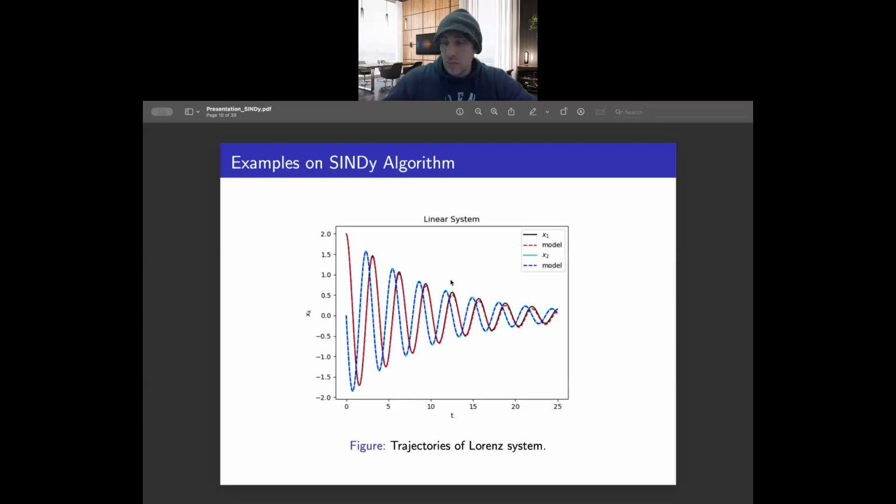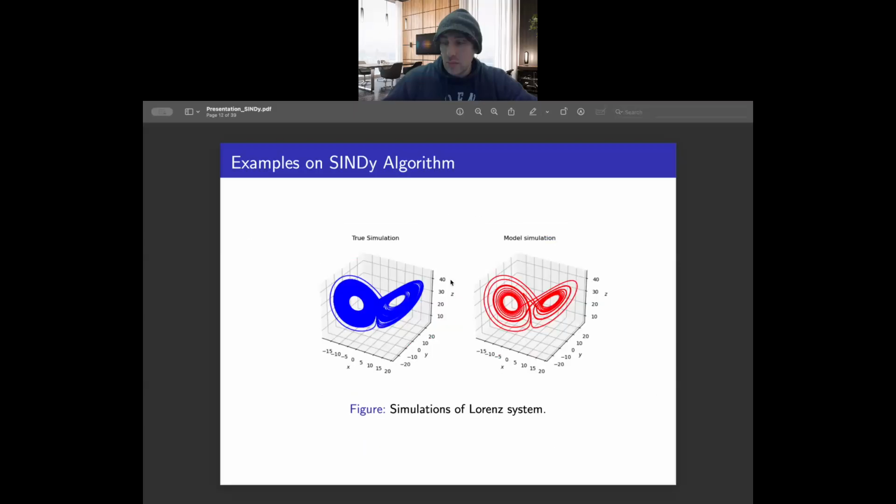So this is about the Lorenz system, and this is the true simulation and the model simulation. This is what our SINDy algorithm was predicting. So it was actually able to capture the dynamics.